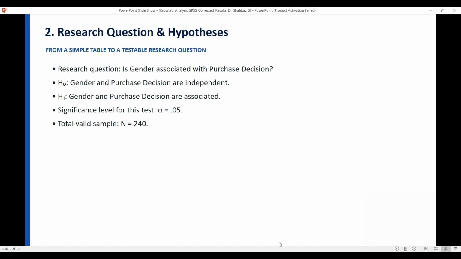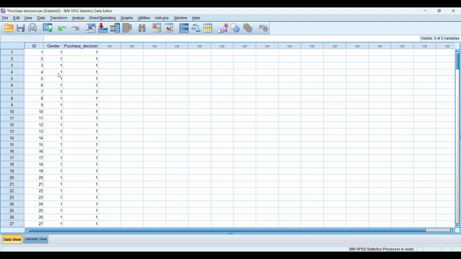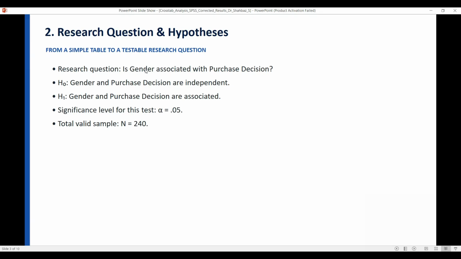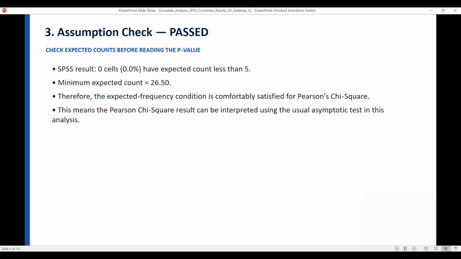So, according to our study, we have a data set of 240 consumers about their purchased CN, and they are male and female respondents. So we have a research question: is gender associated with purchased CN or not? We set the null hypothesis as gender and purchased CN are independent, and the alternative hypothesis as gender and purchased CN are associated. We set the significance level as 5%, meaning 0.05. So we check the assumptions by clicking on analyze and going to descriptive statistics.